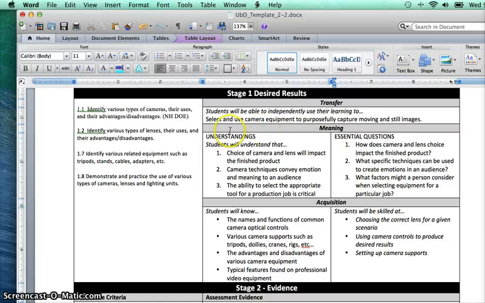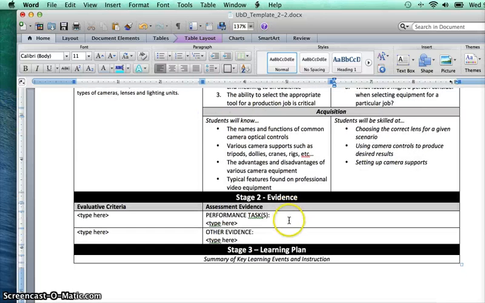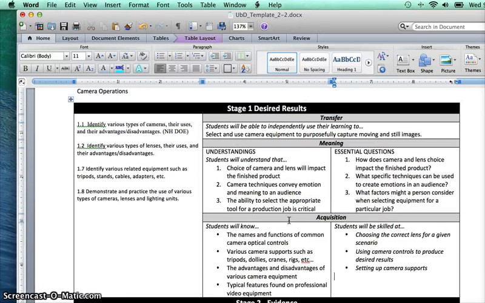So we're going to wrap up our desired results stages here before we move down to evidence. And again, just to recap, this is a unit on camera operations. These are the knowledge standards from an established third-party source, which we are using to inform our unit. Our transfer is to select and use camera equipment to purposely capture moving images and still images. We have some enduring understandings, some essential questions.